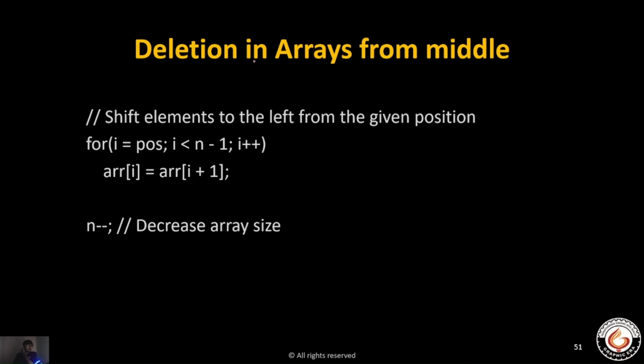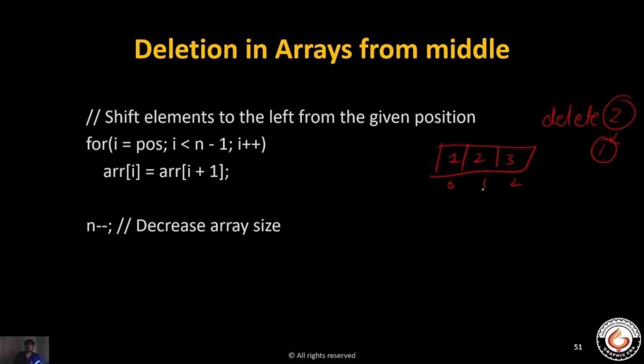Now we will learn about deletion in arrays from the middle. So let's take an example. 1, 2, 3, 0, 1, 2, and we want to delete 2 from here. Or we can say, we want to delete 2, what is the position of 2? That is 1. Okay, so firstly we will go directly to the position, and the value of n is 3 here.